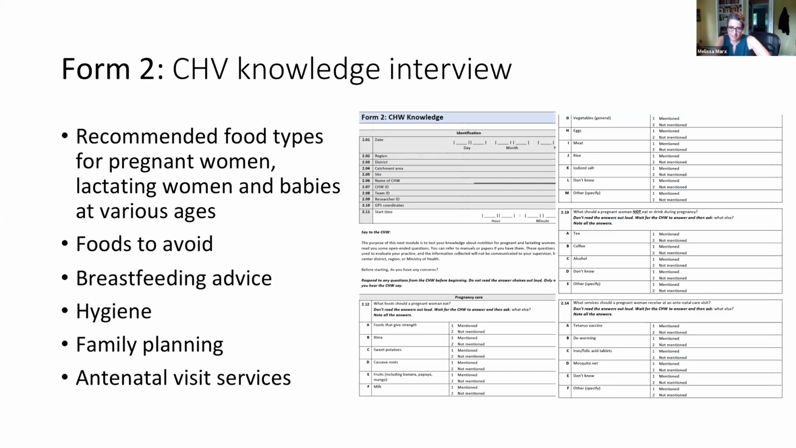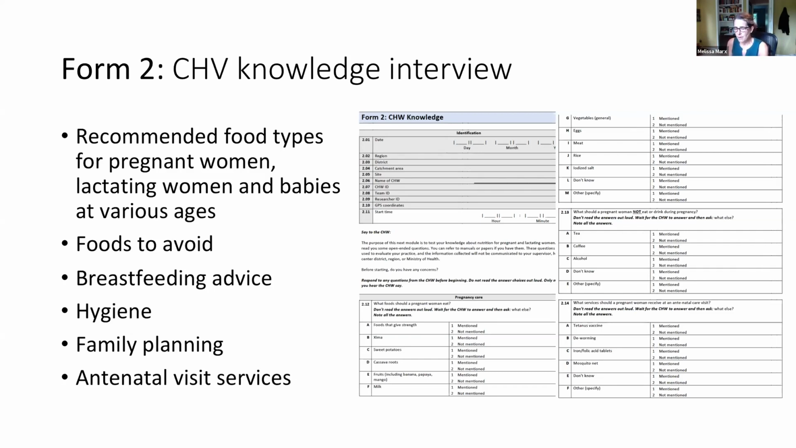And this is what they mention, we say yes. What they don't mention, we say no. And then we go through and say, what should a pregnant woman not eat? And these are, as I said, directly taken from the SANI materials. So it's a test of their knowledge, but also of their recall of the SANI materials. And then we go through that for each of these topics in the knowledge interview.